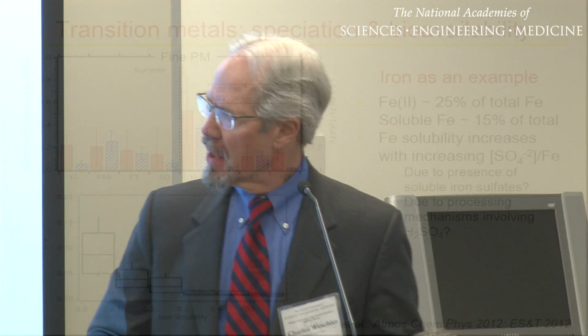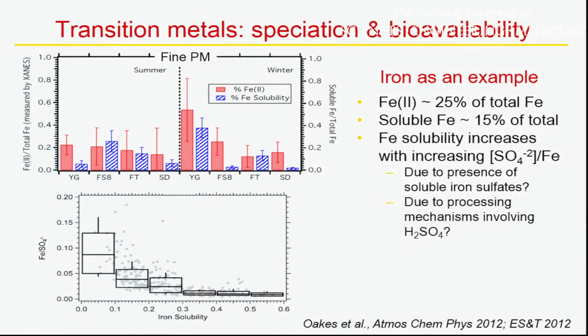We know remarkably little about the chemical form, the chemical speciation, for those transition metals. I'll use iron as an example. The plots come from two studies by Oakes et al. at Georgia Tech. And in the plot at the top, by the way, the x-axis shows different sampling sites, urban and rural, in Georgia.